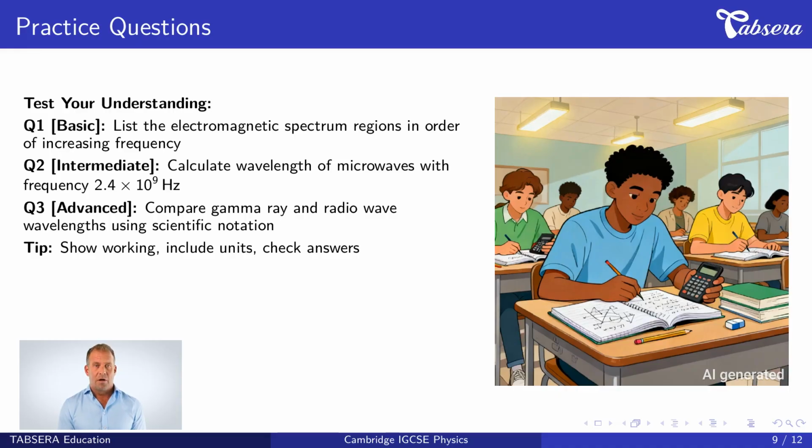Now practice what you've learned with these 3 questions. Question 1 is basic level. It asks, list the electromagnetic spectrum regions in order of increasing frequency. This tests your knowledge of the 7 main regions.